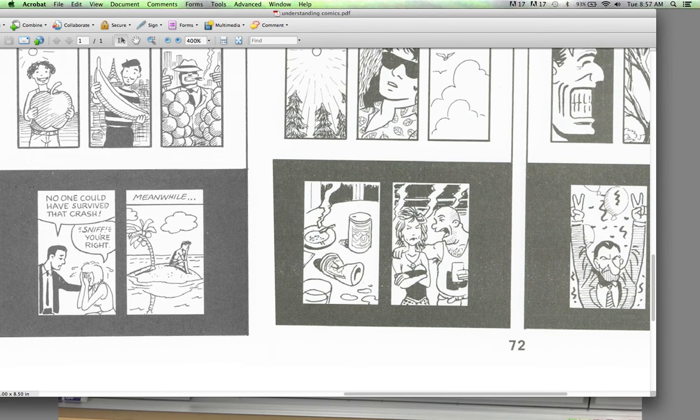This third panel, we see crushed beer cans, a cigarette, and an ashtray. It's not a very pretty picture. I can almost smell it. I go to the next panel. I can almost smell this too. Notice that the smoke seems to be rising in the background of these two.